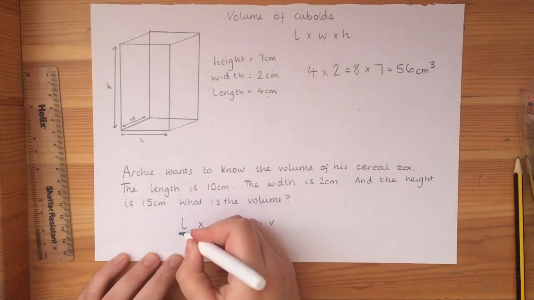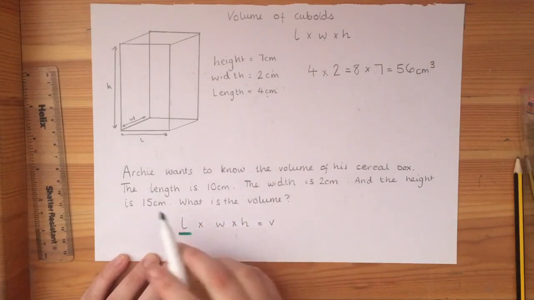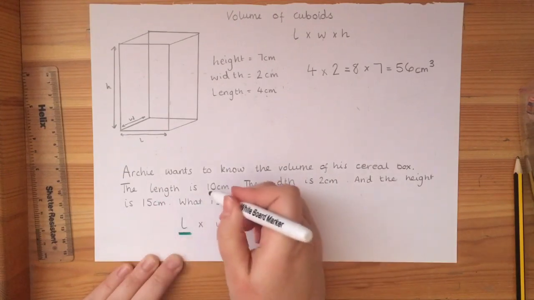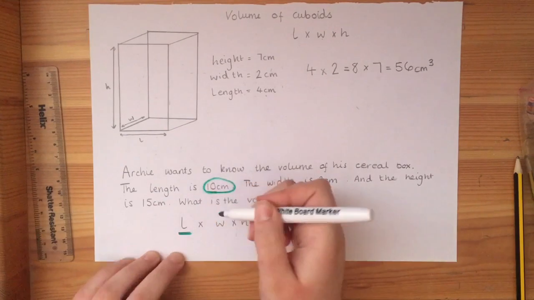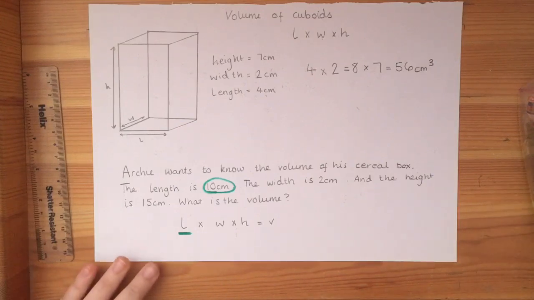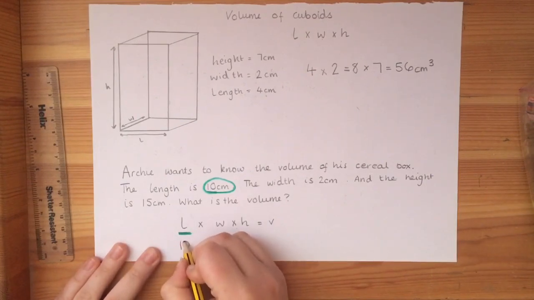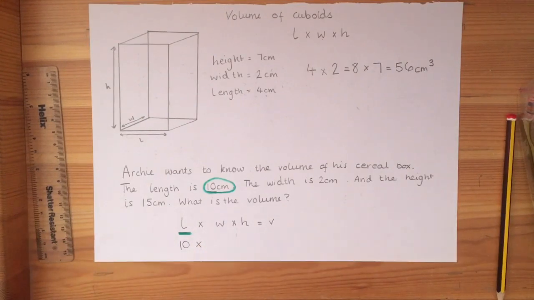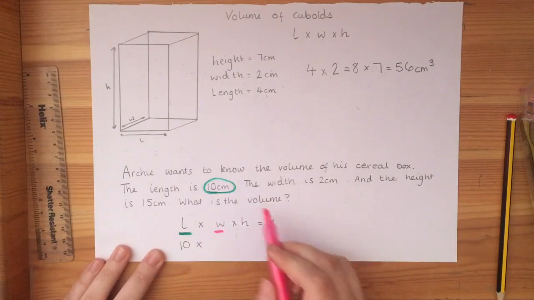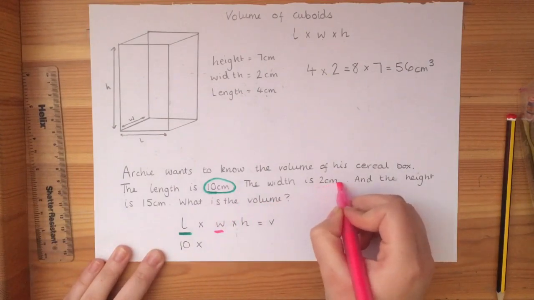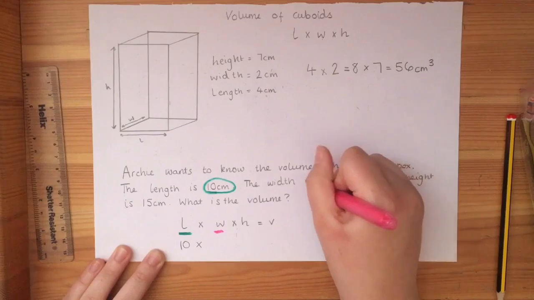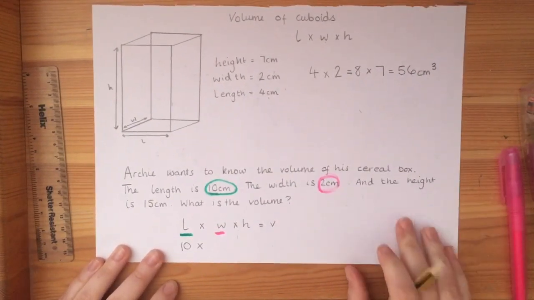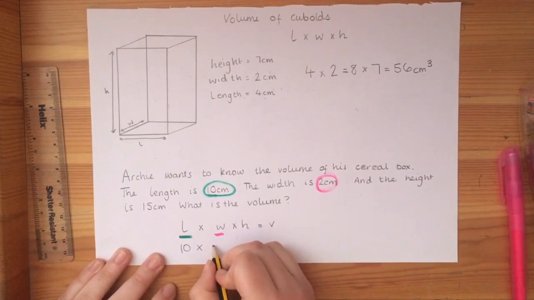So the first one I'm going to look for is where it tells me what the length is. If I read through the question again, I see the length is 10 centimetres. Okay, so I can write that down here. So I know that my first bit is going to be 10. The next one that I'm going to look for is the width. So it says here the width is 2 centimetres. So I know that my next bit is going to be times by 2.